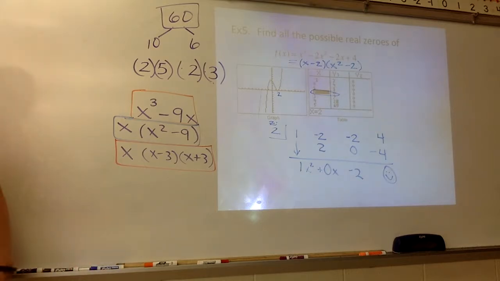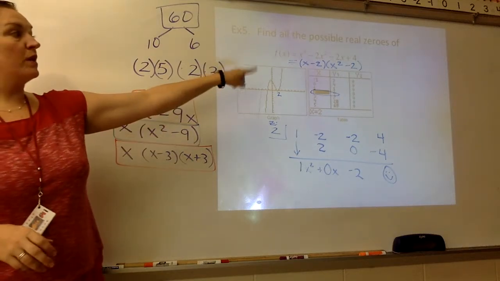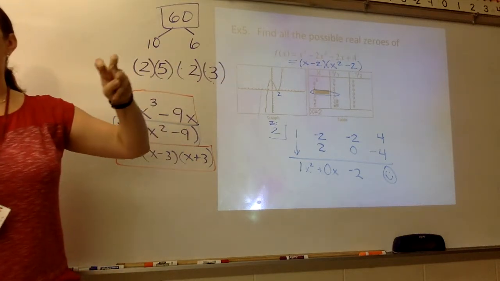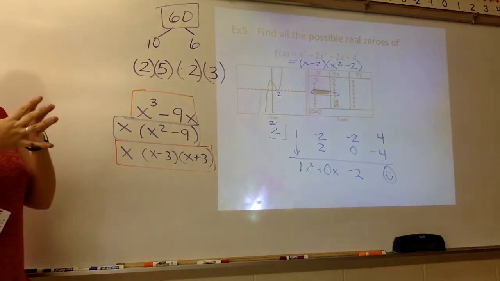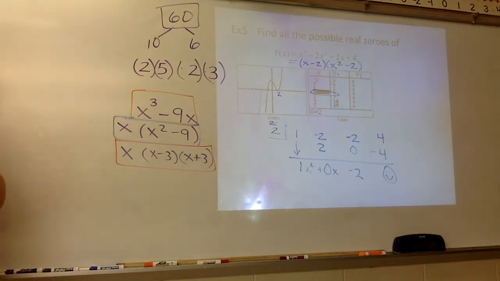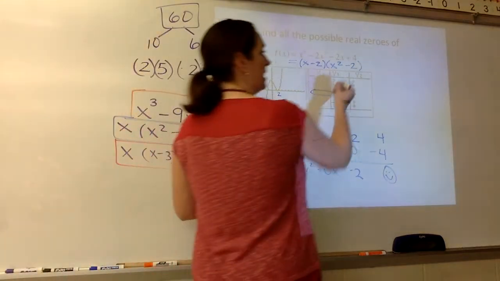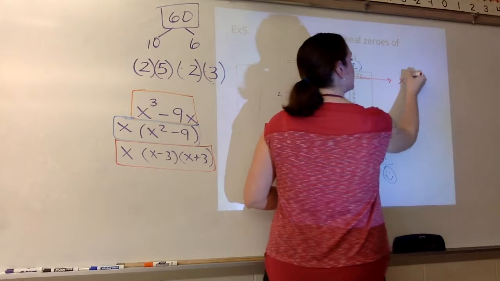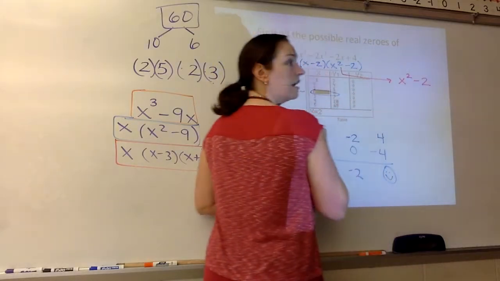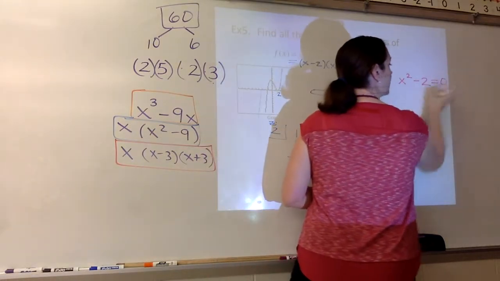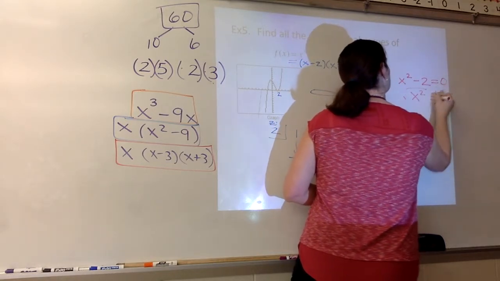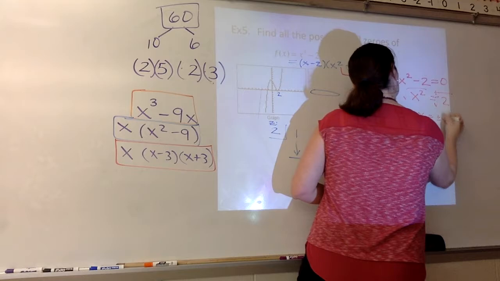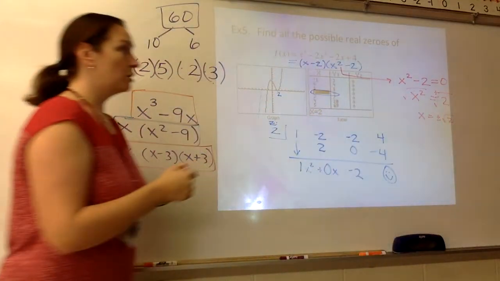Okay, here's my problem. x squared minus 2 doesn't factor as a difference of squares. So how do I determine the exact value of the other zeros? I take what's left, this x squared minus 2, and I set it equal to 0 and solve it. Plus or minus root 2.